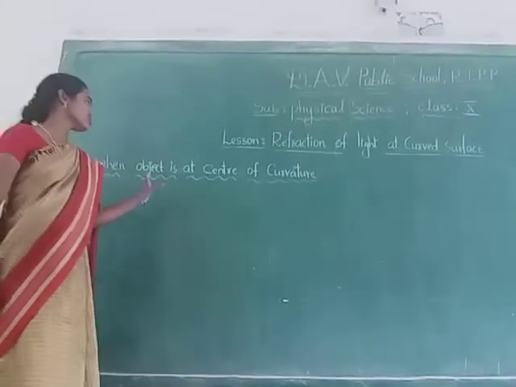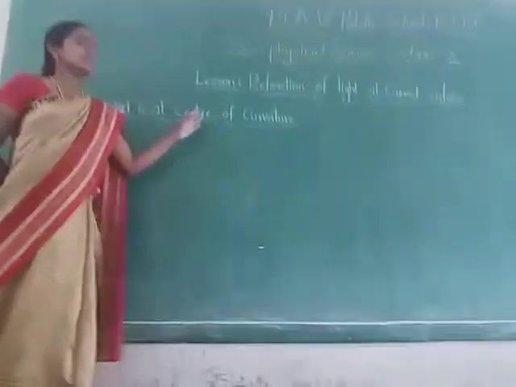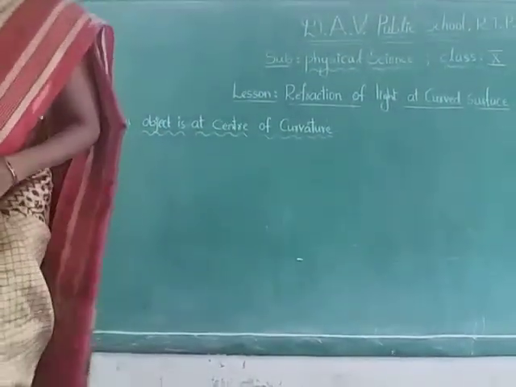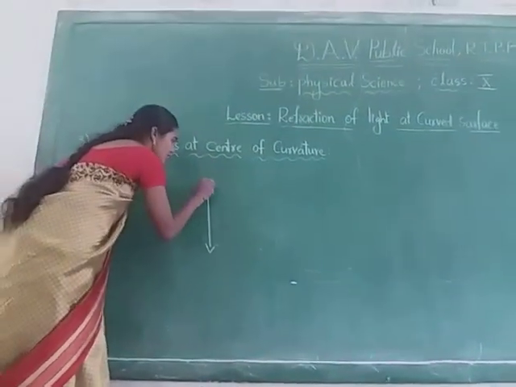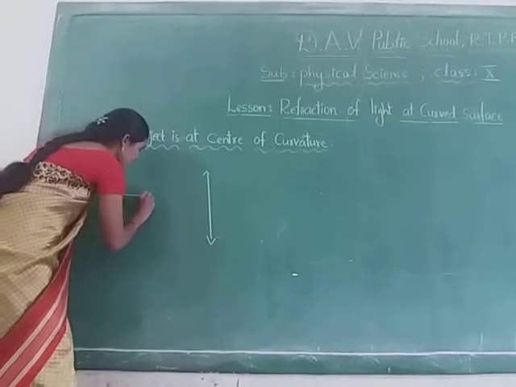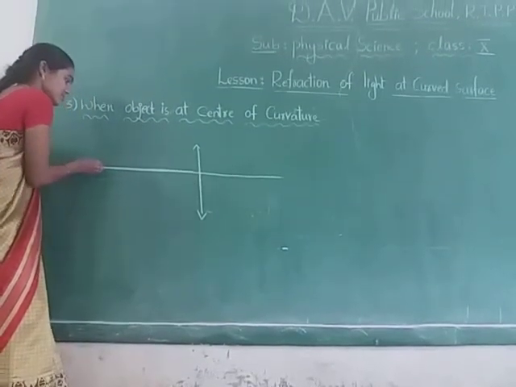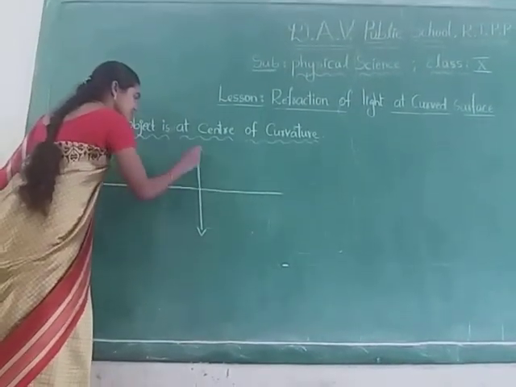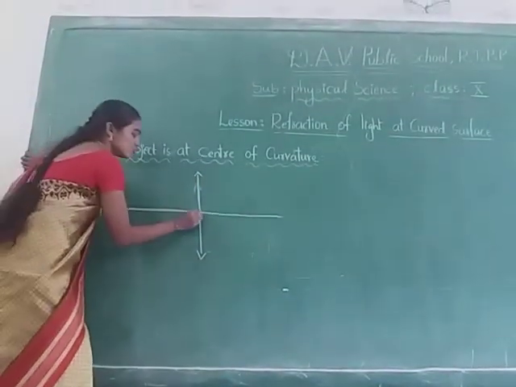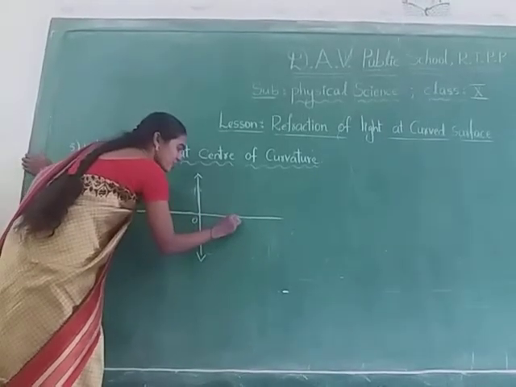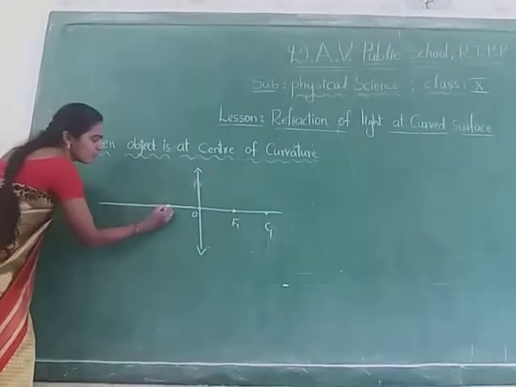Now we are going to draw the ray diagram for the image when the object is placed at the center of curvature. What we have to do? First of all, we have to draw the lens, and then we have to draw the principal axis. This is the principal axis. This is the optic center. We have to represent the optic center, focus and center of curvature on both sides.